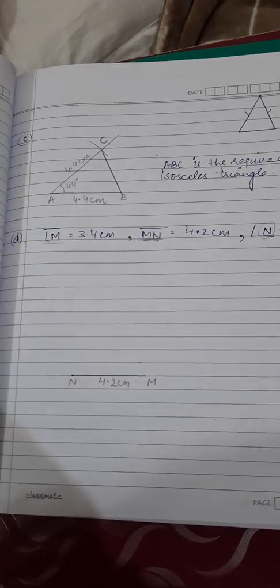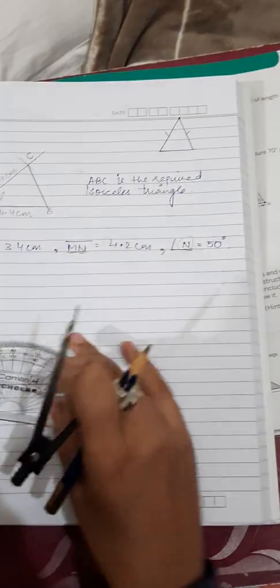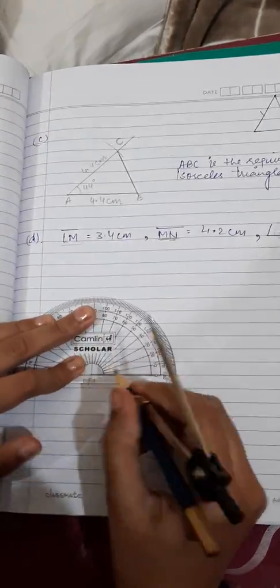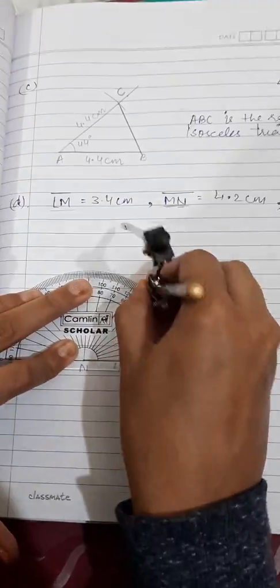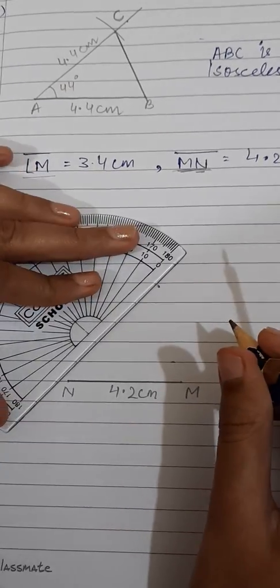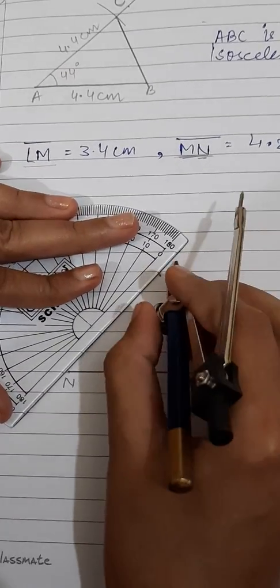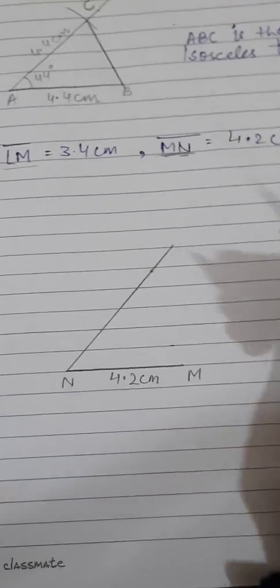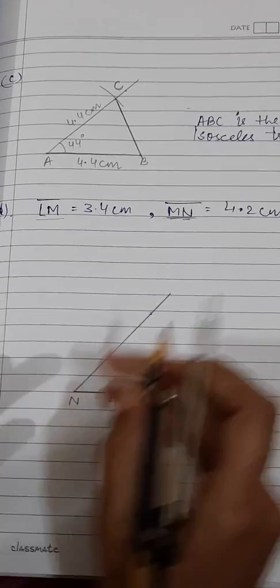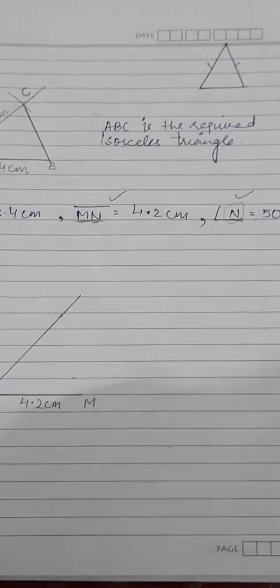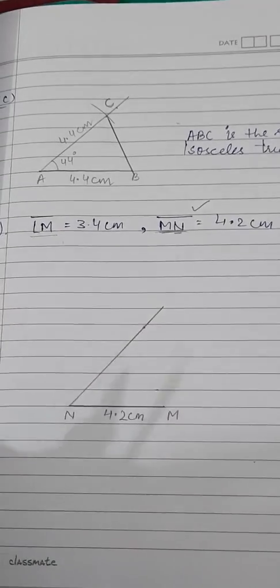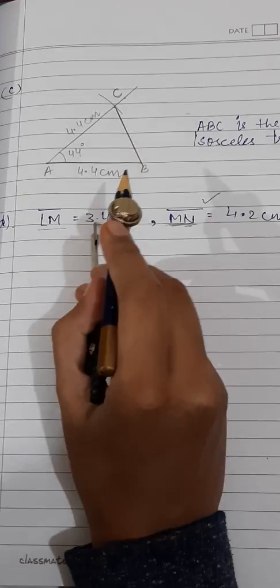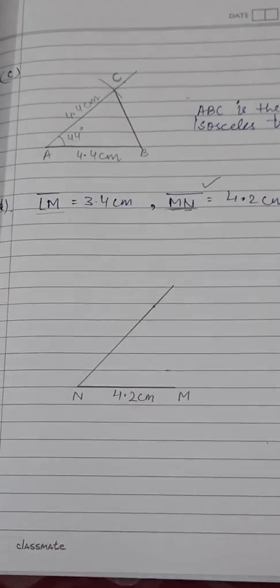This is N and this is M I am taking here. 4.2. Now on this N, you are going to construct an angle of 50 degrees. Here I am going to place this, and this is going to be 50 degrees. Now join this from the point N. Okay. Now since from this line we have constructed, this angle also we have constructed. Now this line is left, which is LM. So that means from the point M, I am going to make an arc of 3.4. So let us make an arc of 3.4.